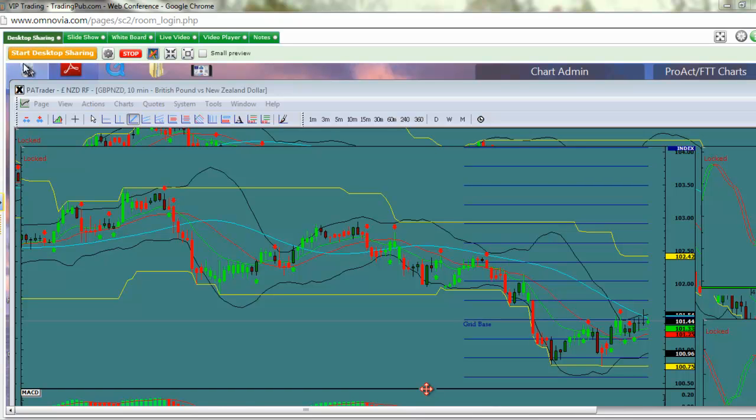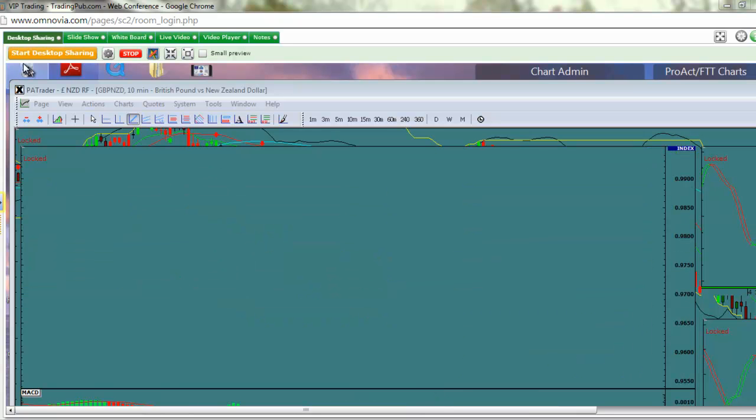But we don't trade the Aussie CAD. Could you do an analysis of the E-mini on the S&P? Yeah, let's see here.